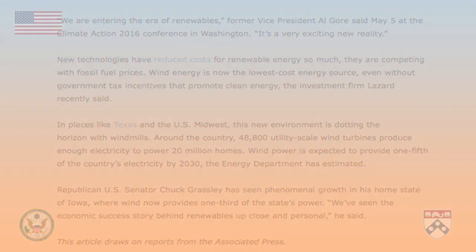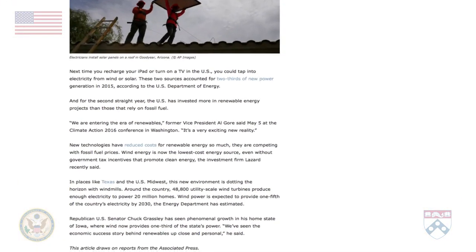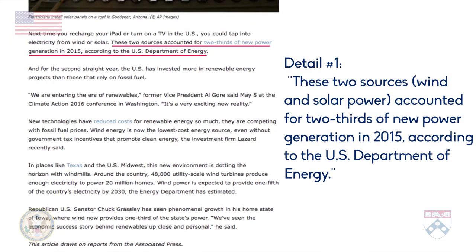Now that you've read the text, let's talk about 2 key points or details in the article that best support our main idea. The first detail that directly supports our main idea states, these 2 sources, referring to wind and solar power, accounted for 2/3 of new power generation in 2015, according to the U.S. Department of Energy. This supports our main idea because it gives a specific example of 2 renewable energy sources, wind and solar power, that grew faster than fossil fuel energy projects in the U.S. in a recent year.